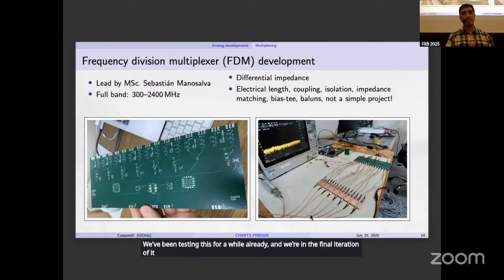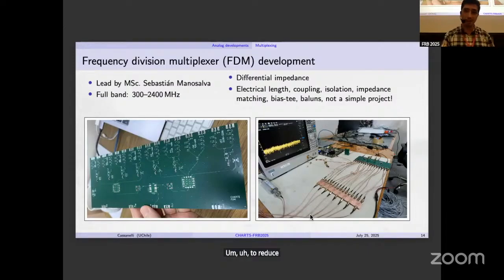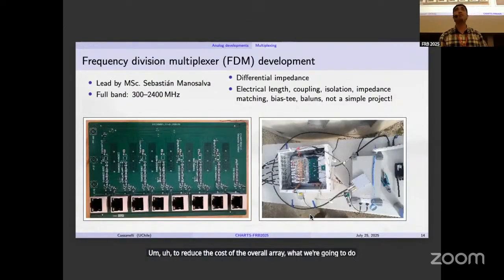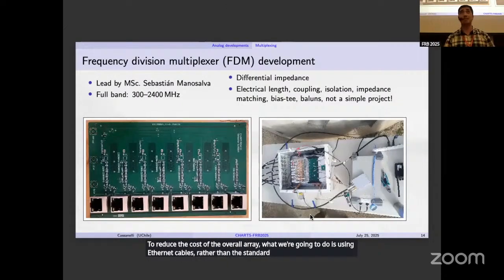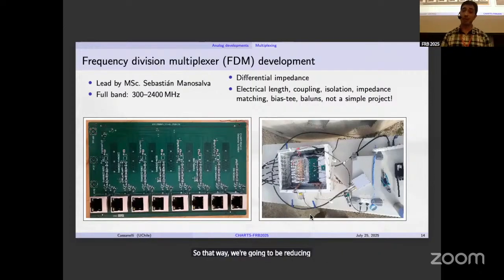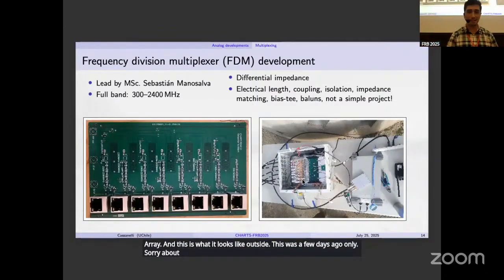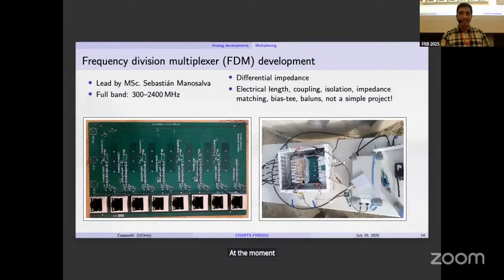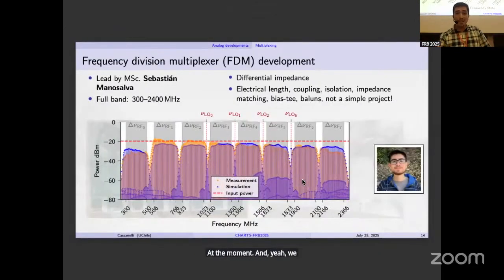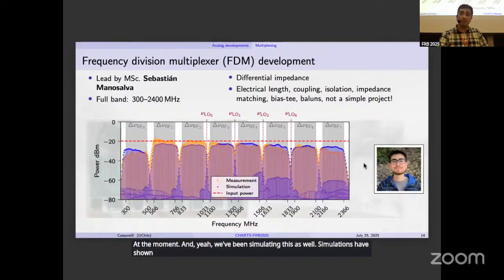And to make it more fun and to reduce the cost of the overall array, what we're going to do is use Ethernet cables rather than the standard SMA or standard coaxial cables. That way, we're going to be reducing the cost of the overall array. This is what it looks like outside. This was a few days ago only. Sorry about the mess, there's a lot of stuff going on at the moment. And yeah, we've been simulating this as well. Simulations have shown really good results, and that's Sebastian, my student, who has been working on this. I can talk to you a bit about this later if you want, over coffee.